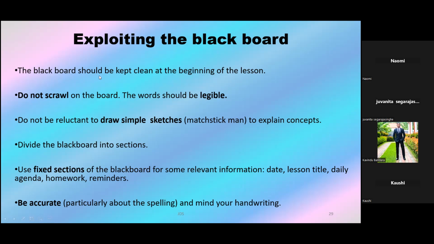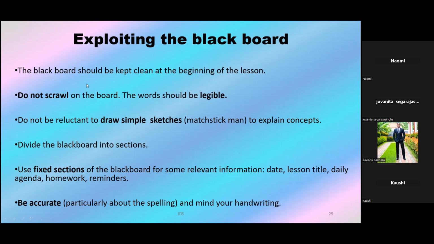The blackboard should be kept clean at the beginning of the lesson. Today, we don't find the blackboard being used very often. In most classes, it is replaced either by a smart board or a whiteboard. Whether it's black or white, it doesn't matter. Still, the function or the purpose is more or less the same.